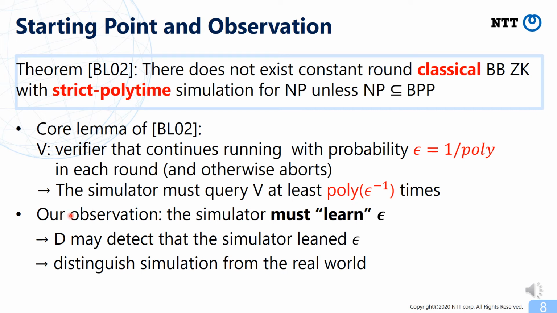And then our observation is the following. This lemma means that the simulator must learn epsilon because it has to decide how many queries it makes depending on the epsilon. Then, if distinguisher D can detect that the simulator learned epsilon, then it can distinguish simulation from the real world and can break the zero knowledge property. And next I will explain how to complete our proof based on this idea.